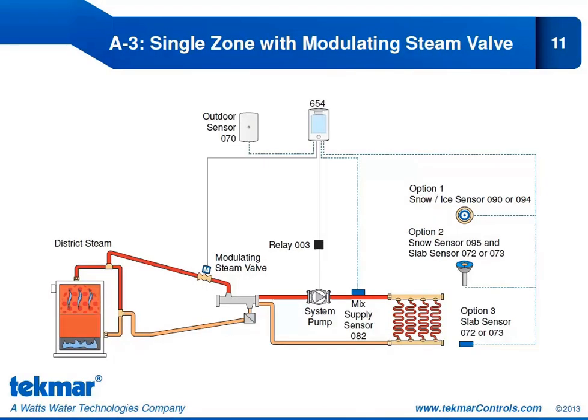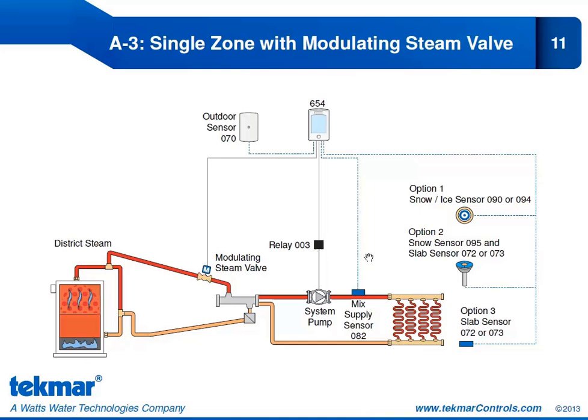Application 3 features a single zone with a modulating steam valve. So here you can see we are controlling a steam valve, and we're doing that by using the modulating output on the 654. So that would be using the 0 to 10 volt DC or 4 to 20 milliamp signal. We're also operating a system pump, and if you remember, to control a pump we need to use the isolation relay 003 in order to bring that line voltage to the pump.